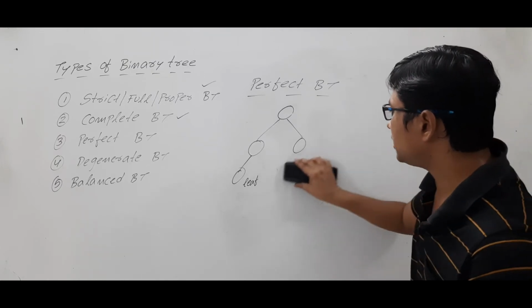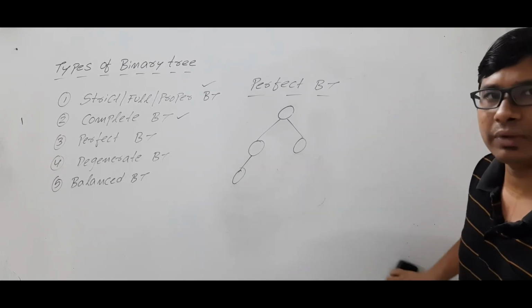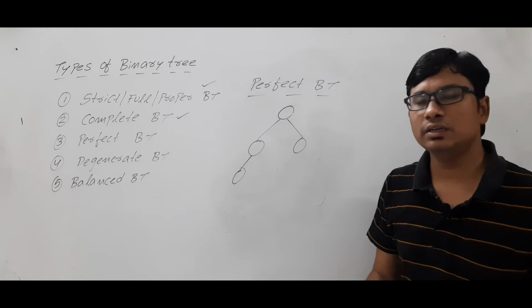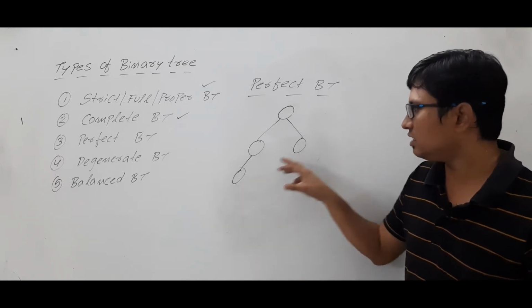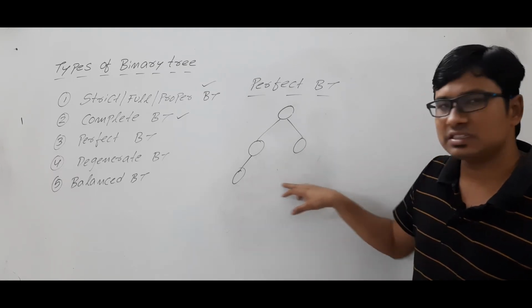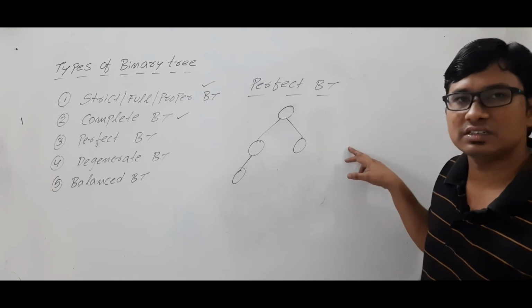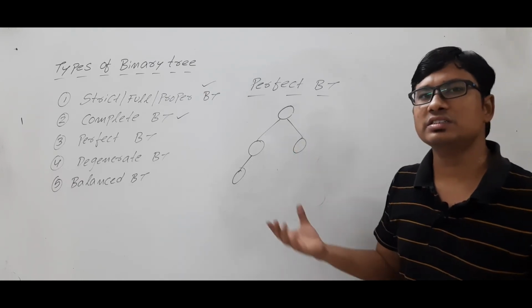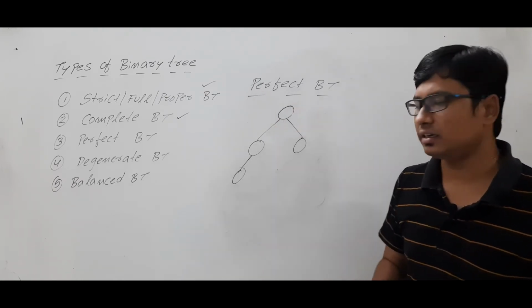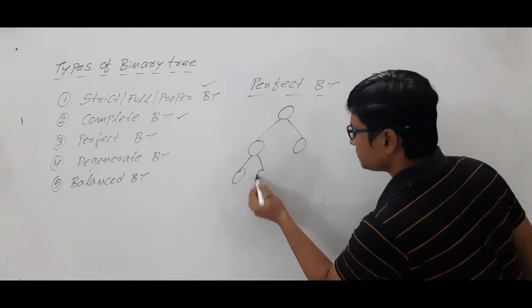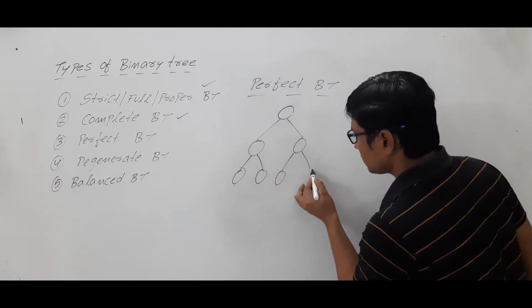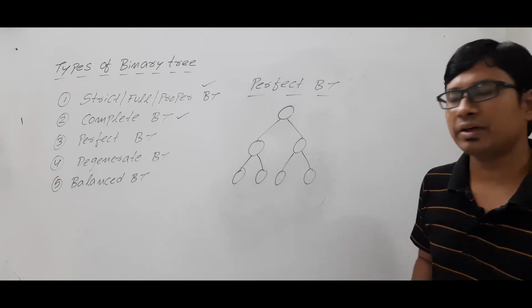Now can you tell me whether this is a perfect binary tree? If you see the leaves, this leaf and this leaf, this leaf is in this level and this leaf is in this level. So I cannot call this a perfect binary tree. Now look at this. Can I call this a perfect binary tree?